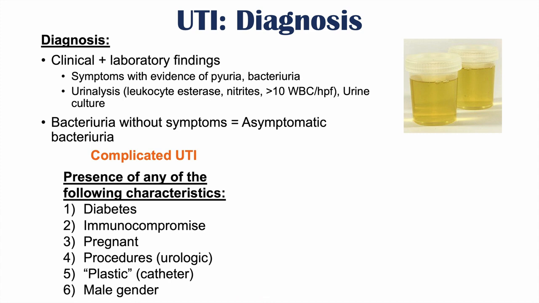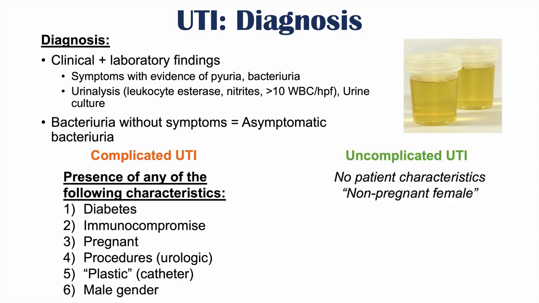So that's very important. And an uncomplicated UTI is no patient characteristics. So it's essentially a non-pregnant female. That is essentially what an uncomplicated UTI is. So again, very important to categorize complicated and uncomplicated UTI because it's going to determine how a UTI is treated. So how are UTIs treated?